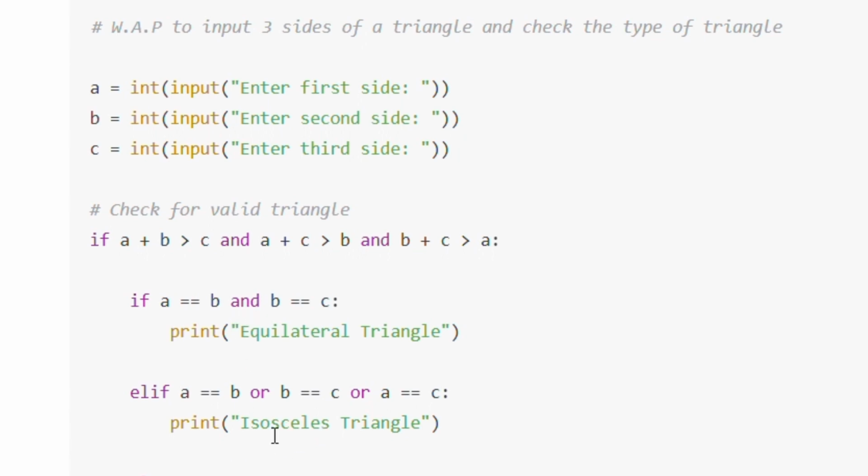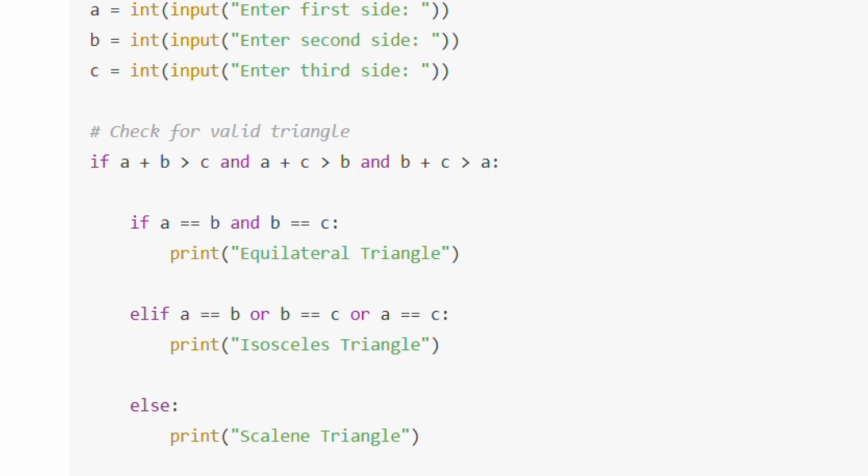Here and here, it is or. Else means both the conditions are false. This condition and this condition, both conditions are false, then this is your scalene triangle. Scalene triangle means no sides are equal, all sides are different.